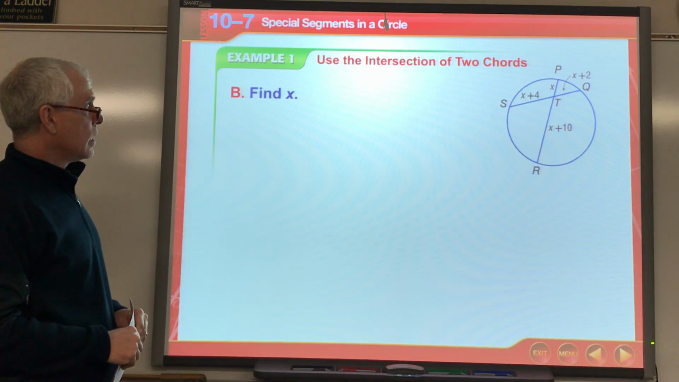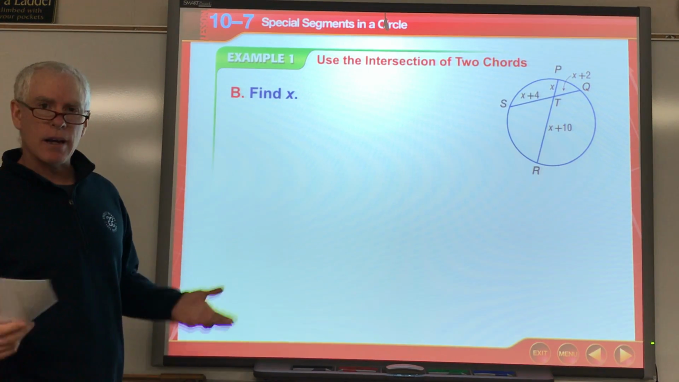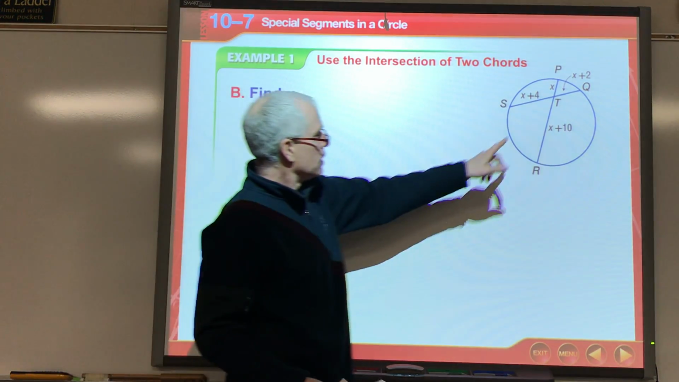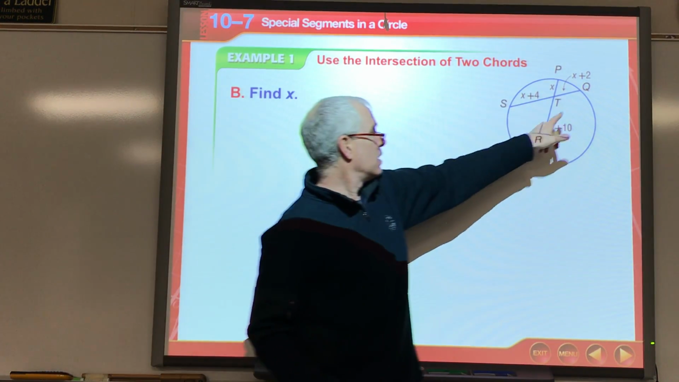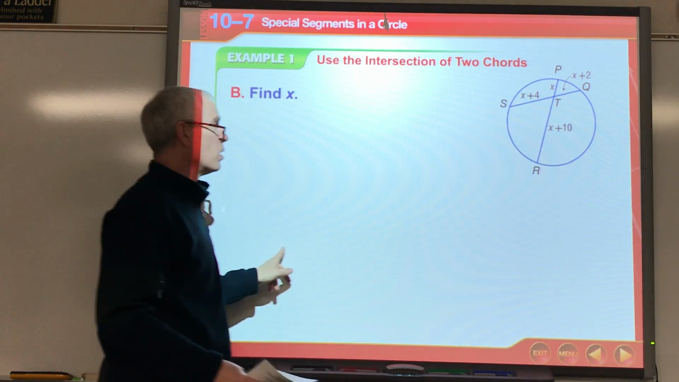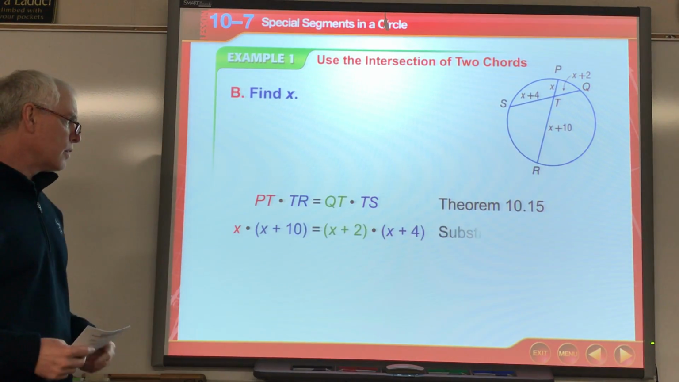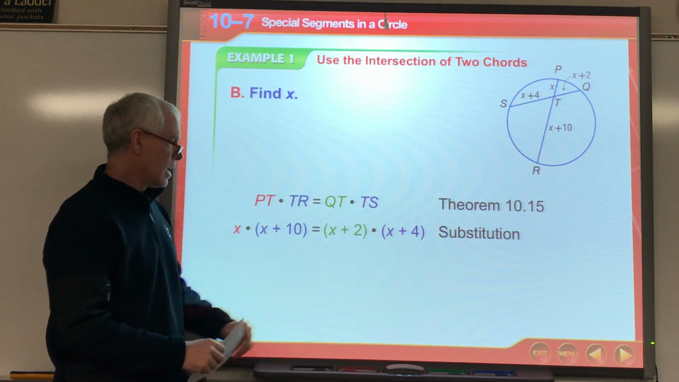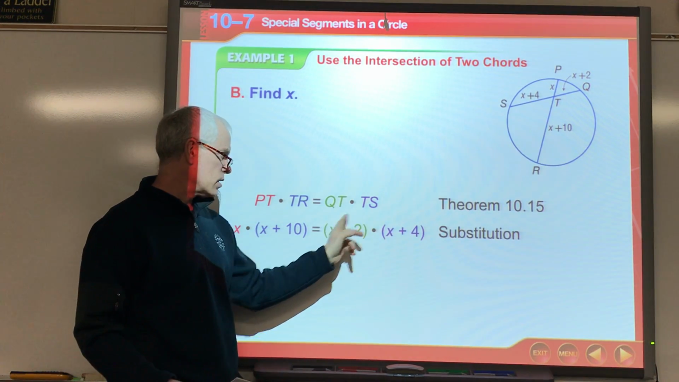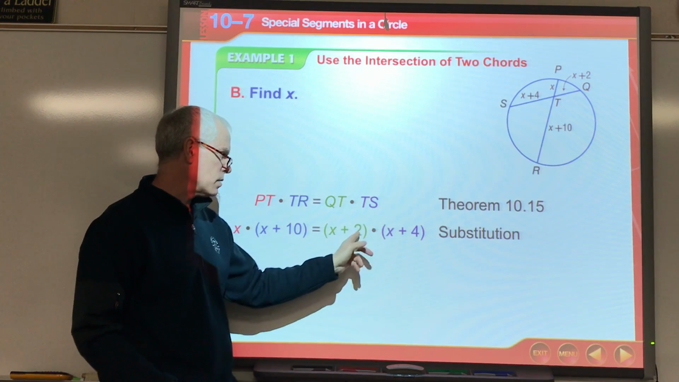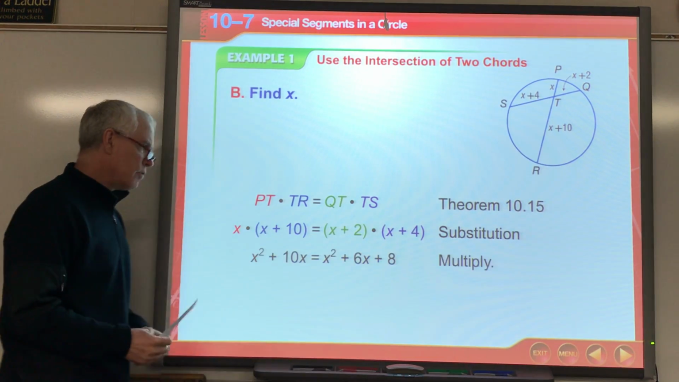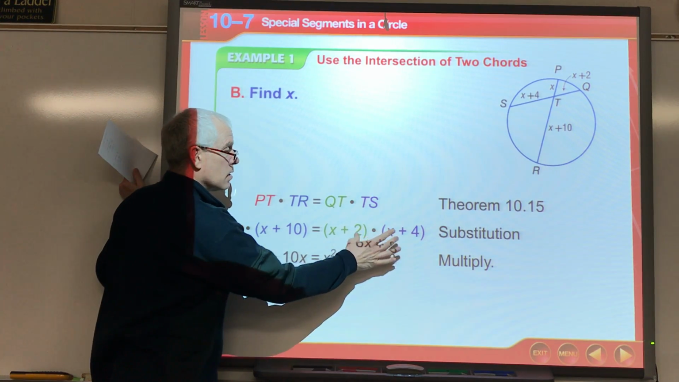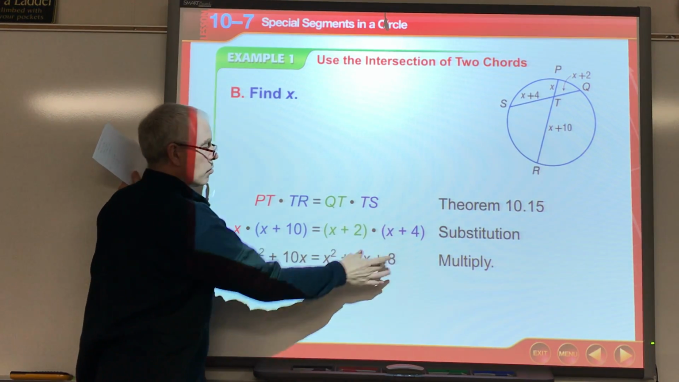All right. Now, this one's going to require a little bit more algebra, okay? If you've done algebra 2 already, this shouldn't be too bad. So x times x plus 10 is equal to x plus 2 times x plus 4, okay? Well, that's going to require multiplying some things out. So over here, x squared plus 10x, and then foiling over here, if you remember this: x times x, x times 4, 2 times x, 2 times 4. If you work that out, of course, the left side is x squared plus 10x. The right side is x squared plus 6x, because you got 2x and 4x, and then plus 8.